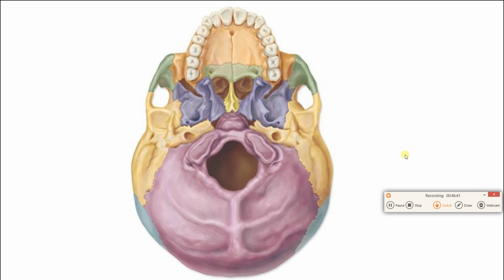I jumped to a bottom view. I kind of hate the bottom view sometimes because it's tougher to figure things out in this bottom view, but I still want to point stuff out to you. Here's our styloid process right here. Okay, here's our mastoid process right there. There's our external acoustic meatus as well.